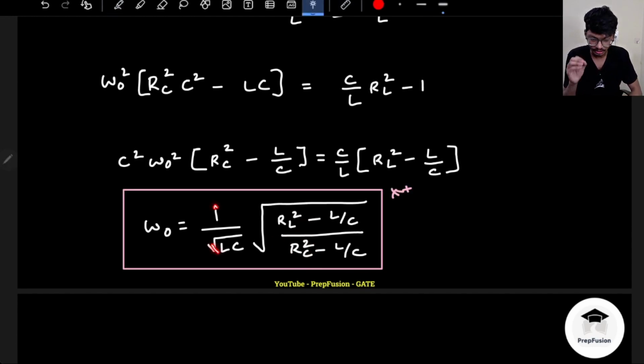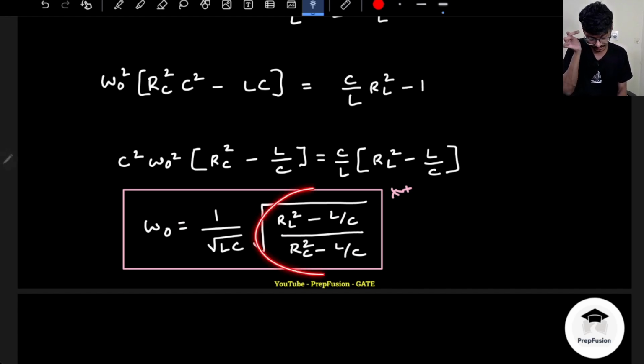First one is this 1 by under root LC. This is easily remembered. You can easily remember this. So the next point is, if your RL is equal to RC equal to R, then basically this and this will get cancelled, so it will be under root 1. So ultimately your omega naught is equal to 1 by under root LC. It's the same only, it does not change. I have already told you that it will be that case if RL is equal to RC.